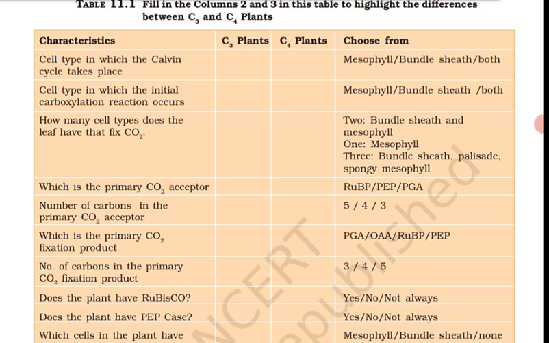ठीक है। नेक्स्ट इज फैक्टर्स अफेक्टिंग फोटोसिंथेसिस। An understanding of the factors that affect photosynthesis is necessary. The rate of photosynthesis is very important in determining the yield of plants, including crop plants.